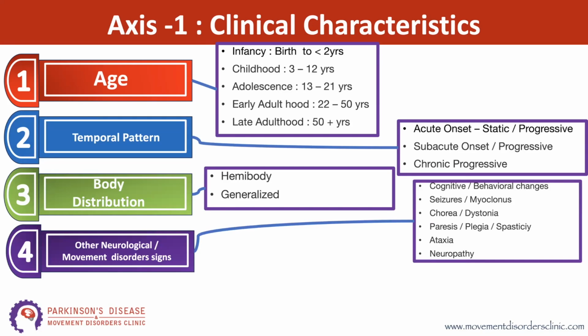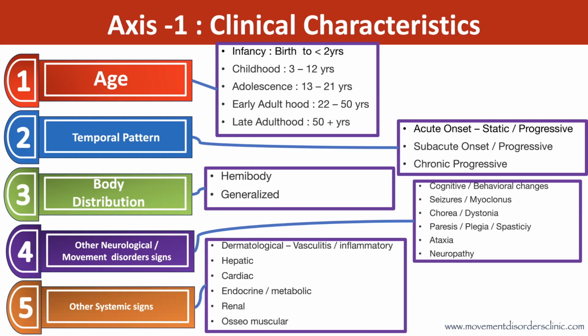progressive generalized symptoms. Other associated neurological signs are critical, which includes cognitive or behavioral changes, associated seizures or myoclonus, associated other movement disorders such as chorea, dystonia, ataxias, or patients may have pyramidal features or peripheral neurological symptoms in the form of neuropathies. All these things are critical. Subsequently, also keep in mind other systemic findings which can give us cues. It can be dermatological findings, hepatic issues, cardiac issues, endocrine or metabolic disorders, renal or osteomuscular causes.